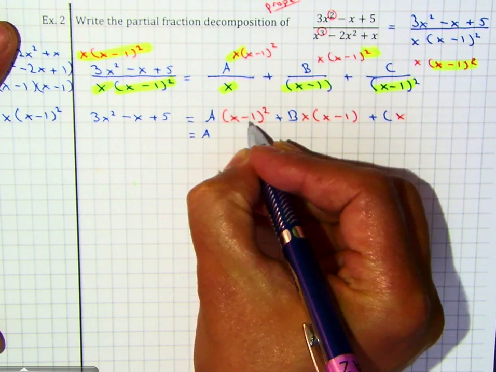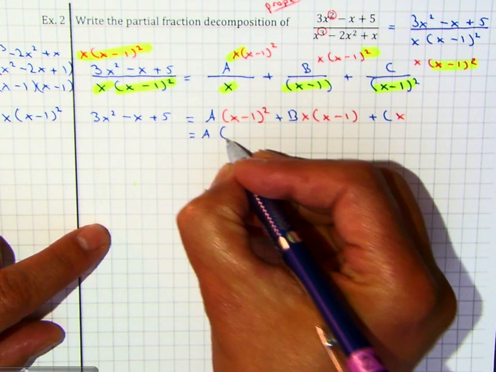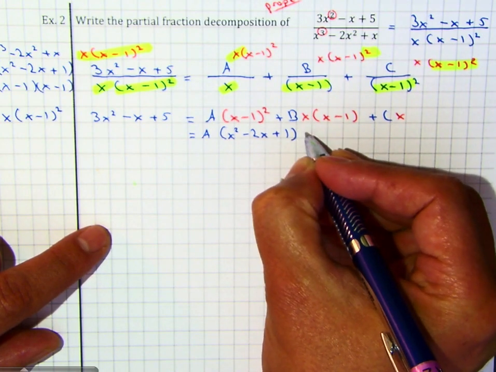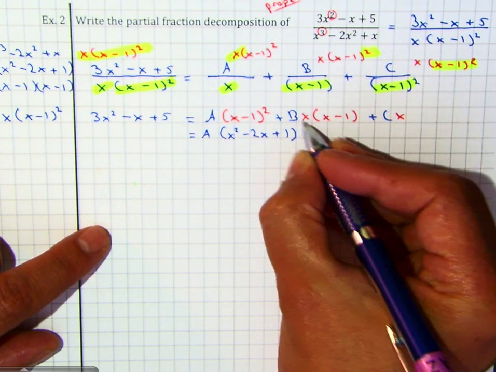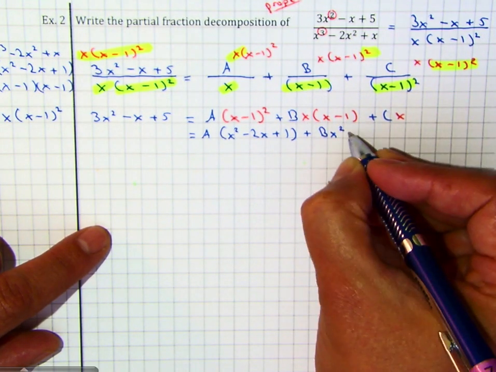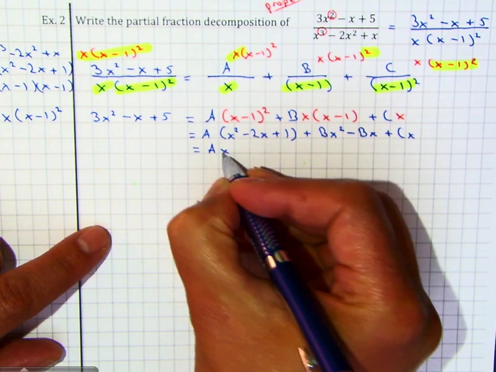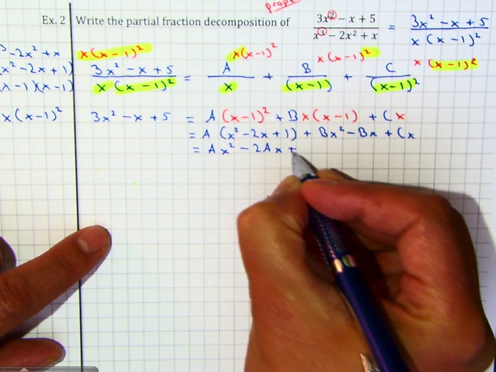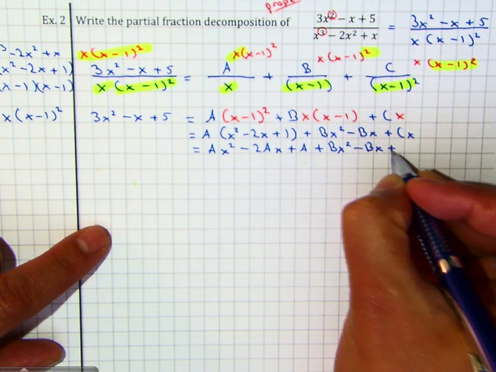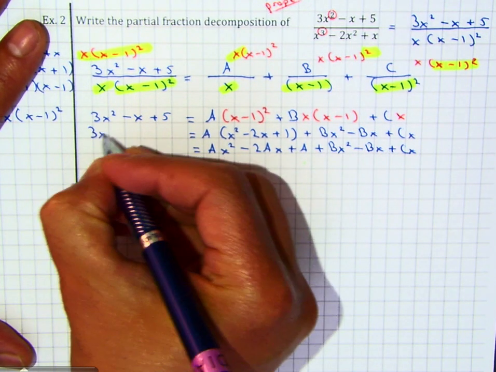So I know that (x minus 1) squared is, we just did it backwards over here, so that'll be x squared minus 2x plus 1, plus, let me just multiply this out, gives me bx times x is bx squared, bx times negative 1 will be negative bx, plus cx. Let me take an extra step to multiply this out. Copy this down. So therefore, this expression stays exactly the same.